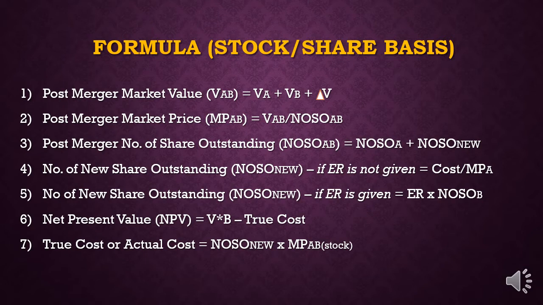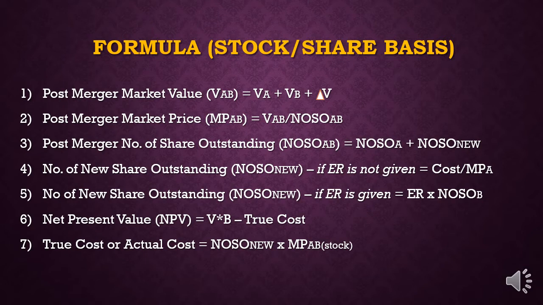The second formula is on post-merger market price, which is MPAB, and the formula is equal to VAB, represented by the market value after the merger process, divided by NOSO AB, which is the number of shares outstanding after the merger process. To calculate NOSO AB, the formula is equal to the number of shares outstanding for company A plus the number of shares outstanding new. That formula is represented by formula number 3.